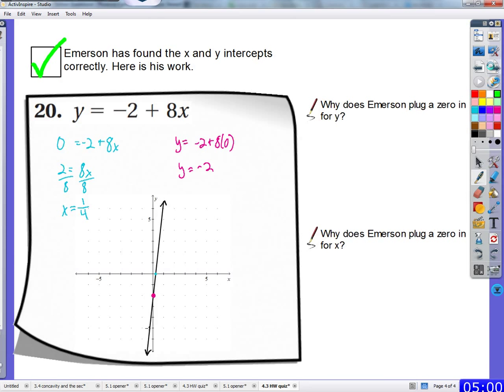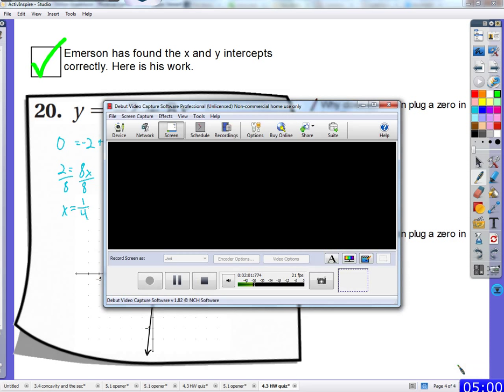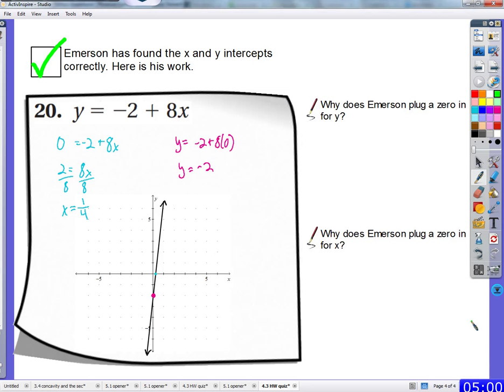Here we have Emerson doing good work. Found the x and y intercepts correctly. And here's his work. I want you to write this down in words, express it on paper. Why does Emerson plug a 0 in for y? So give me an answer to that. Why did Emerson plug in 0 for y?